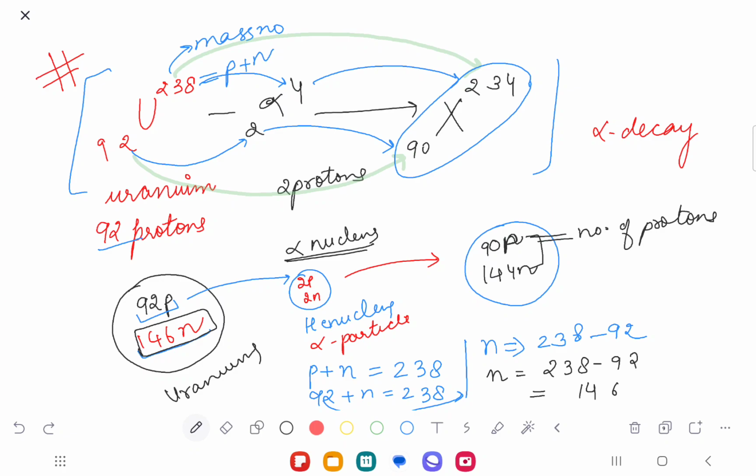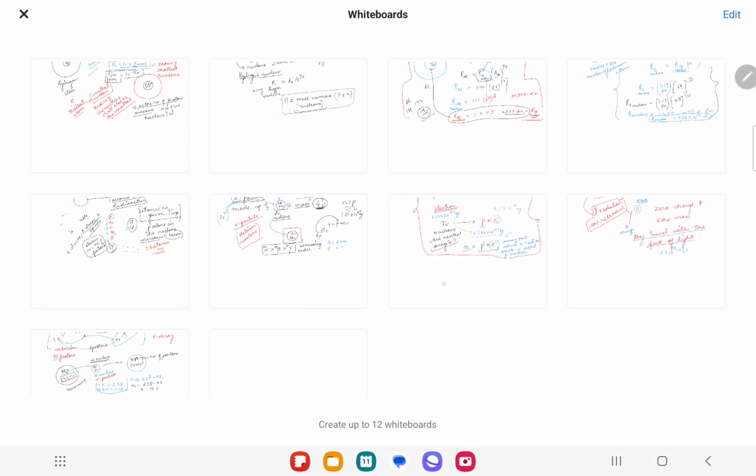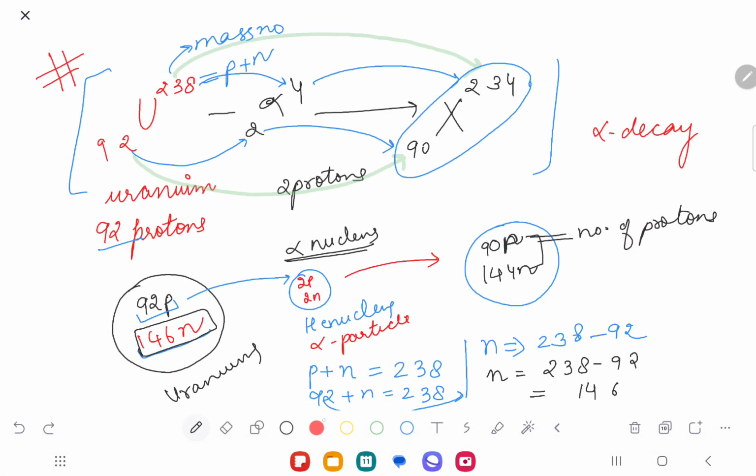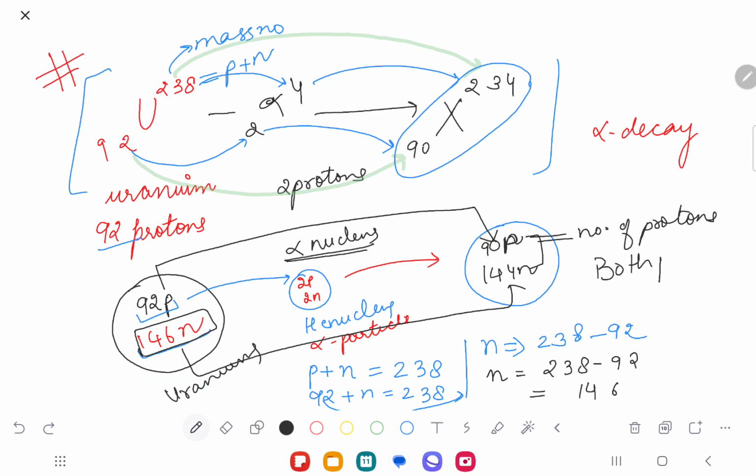On similar lines, we have a beta decay. Now, when does beta decay take place? You have to understand one very important point: in alpha decay, both the protons and the neutrons are decreasing. Initially we had 92 protons and now we have 90 protons, and from 146 neutrons, now we have 144 neutrons. So write down one line: both protons and neutrons decrease after alpha decay. Understood or not?